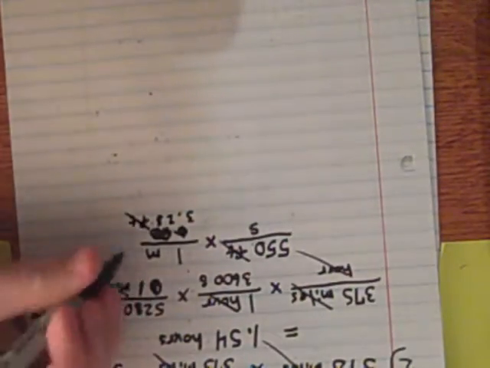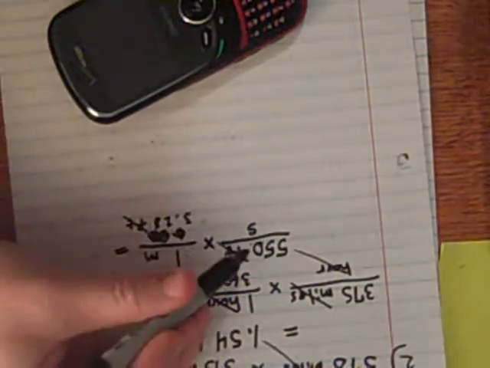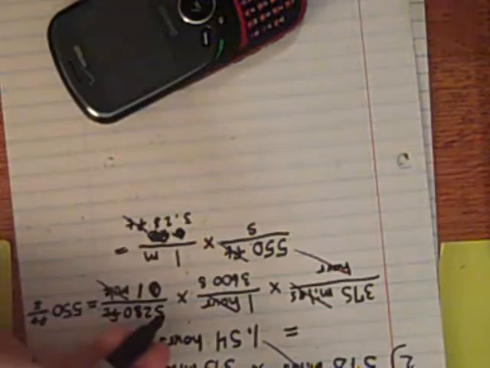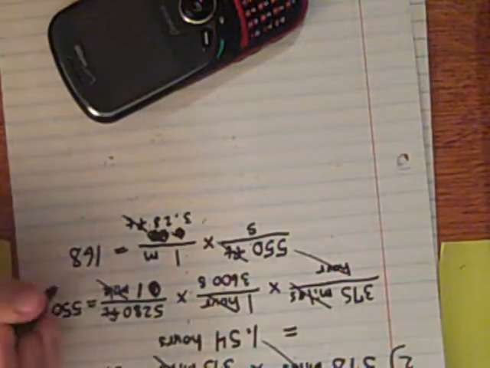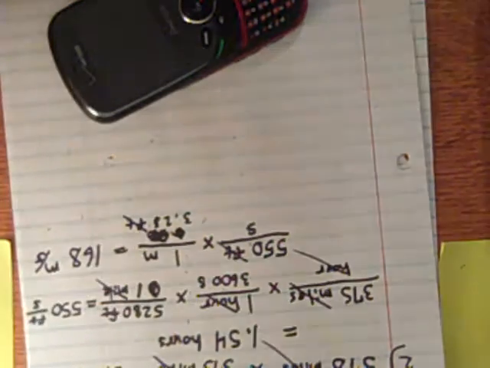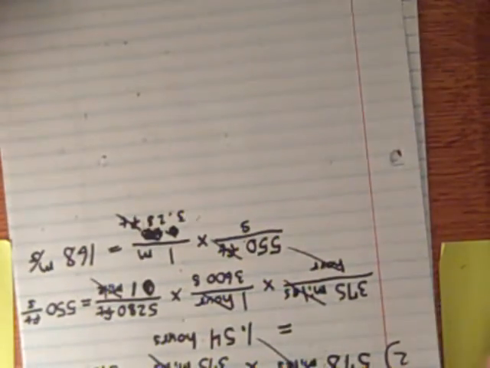Feet to cancel out. Let's say 550 divided by 3.28. So that's about 168 meters per second. And number 2 is all done. And if you want me to show you some more conversion like this, I'll be happy to do that. Maybe tomorrow I'll do another video if you want me to.